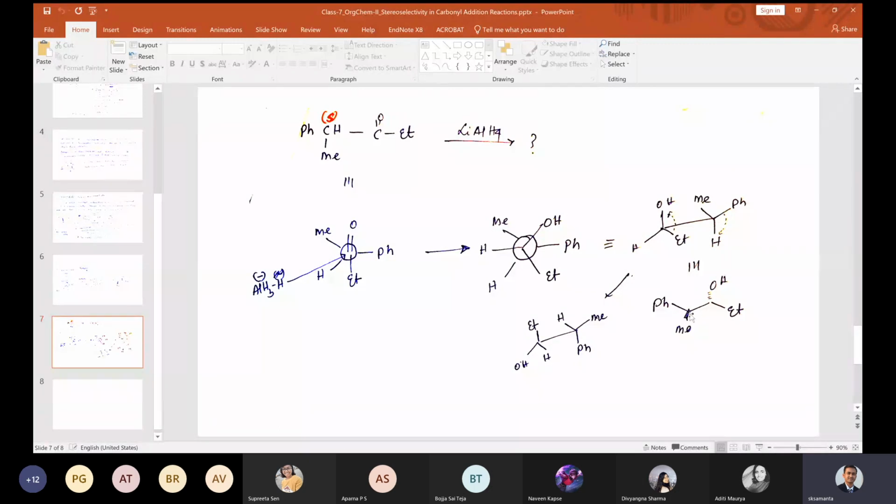Think about here, this is your A, this is your B, this is your C, A to B to C, S stereochemistry. So this stereochemistry is written here. Got it? Here, this is your A, this is your B, this is your C, A to B to C. This is clockwise, hydrogen in the back. So this is your R stereochemistry.